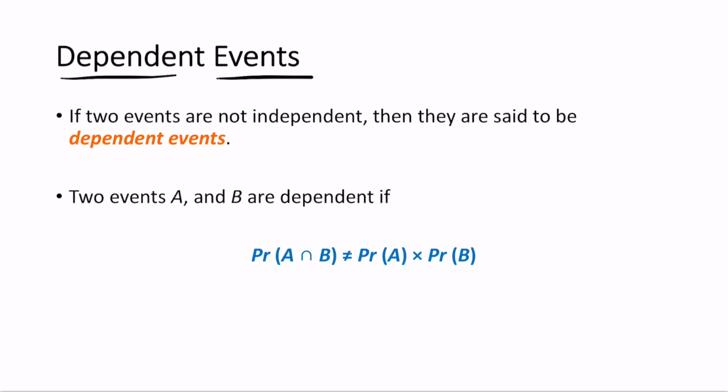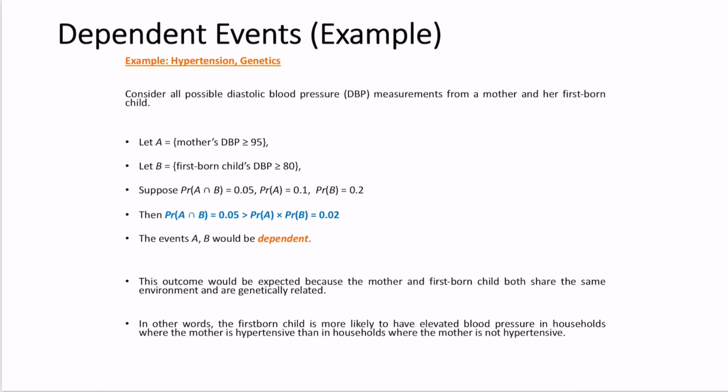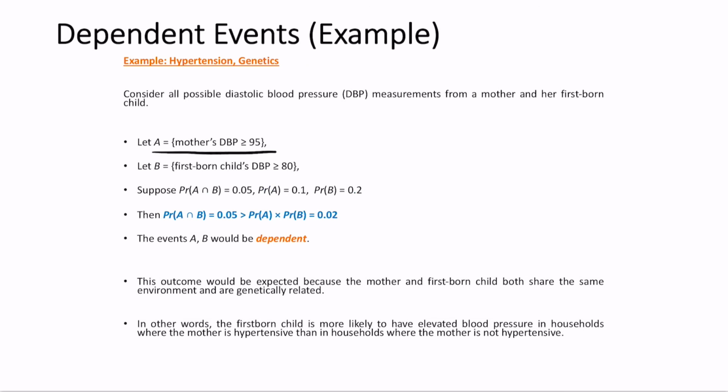So let's come back to dependent events. If two events are not independent, we call them dependent events, where the product is not equal to the intersection value. So all events outside the realm of independent events are dependent events. For example, let's say the mother's blood pressure is greater than or equal to 95 and the firstborn's blood pressure is greater than or equal to 80, then these two are related to each other. So the events would be dependent on each other, meaning that the child's hypertension depends on the mother. Because she has hypertension, there is a chance that the child also has hypertension. So these events are said to be dependent events.